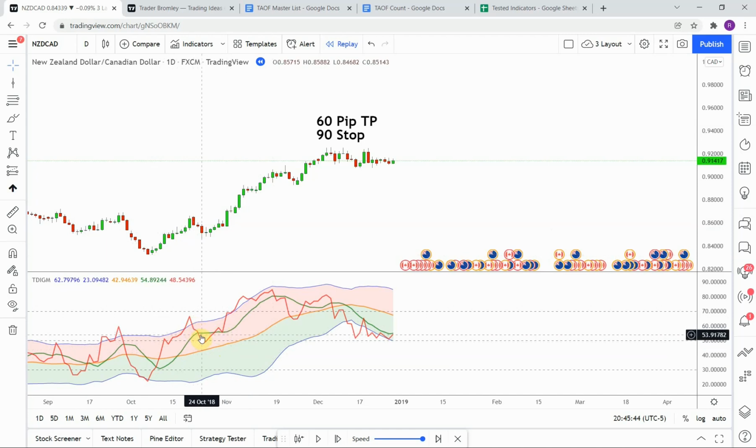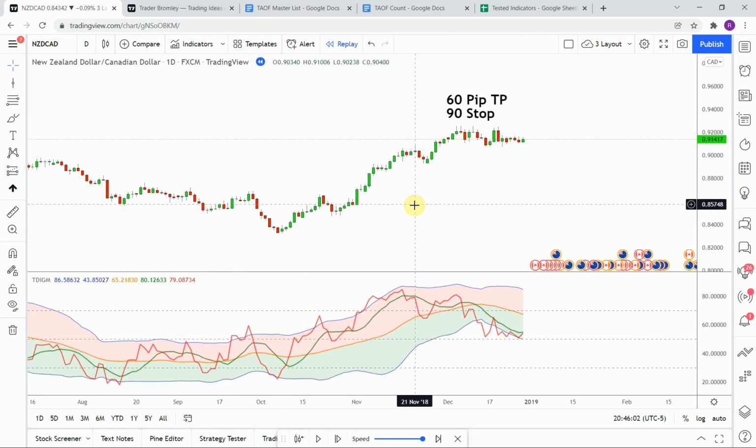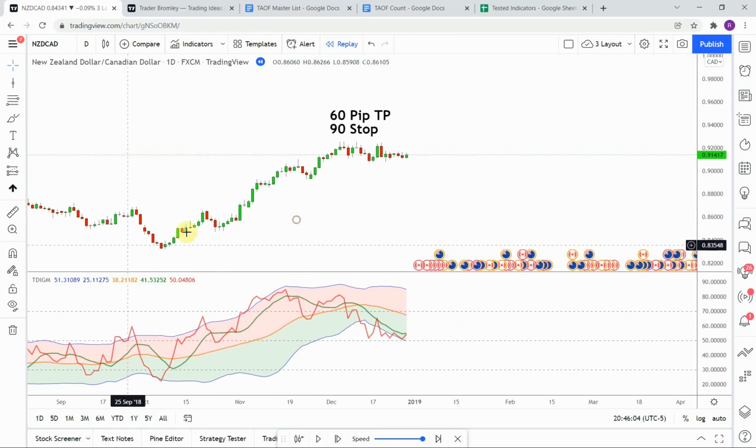What we're also going to do is look for a continuation style. What we're looking for is if both the red and green line are above the center line, the orange line, then we look for the red line to dip below the green and then come back up above the green line, and that will be a signal to go long as well. And the opposite on the reverse side.